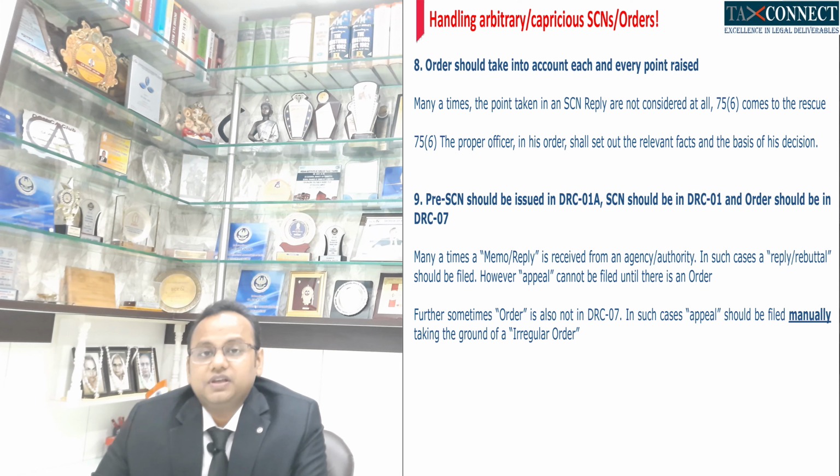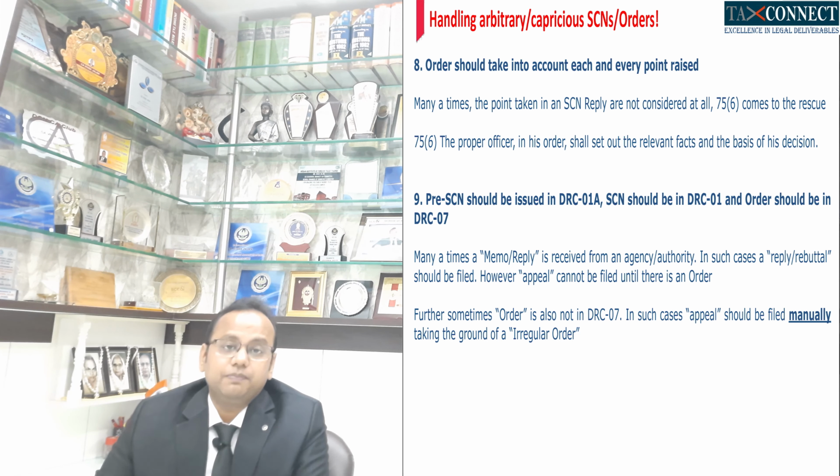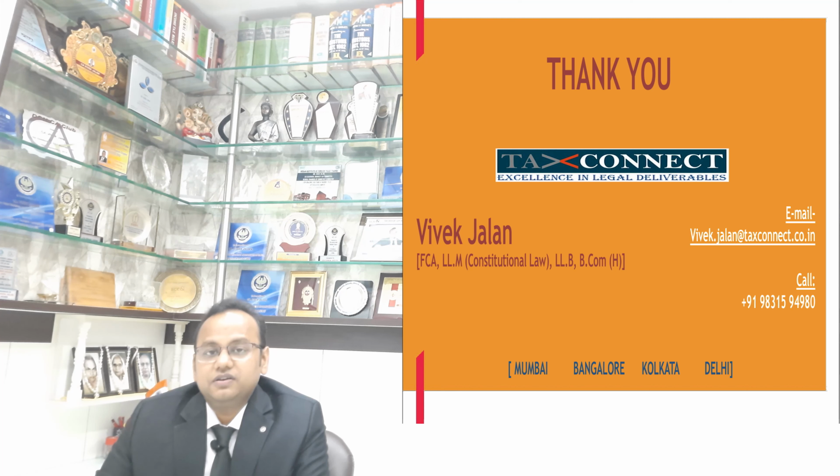So friends, these are the important points. You should go through section 75 of the CGST Act before filing a reply to the show cause notice or before filing an appeal, and take the various contentions into your replies and your appeals so that proper justice can be availed by the RTPs.